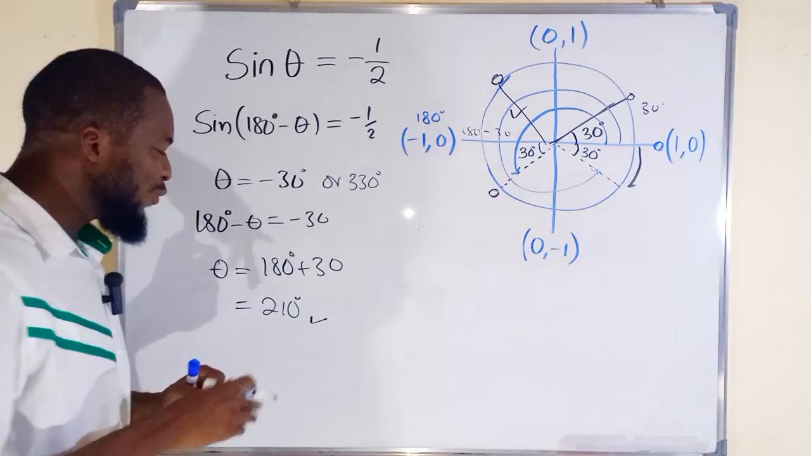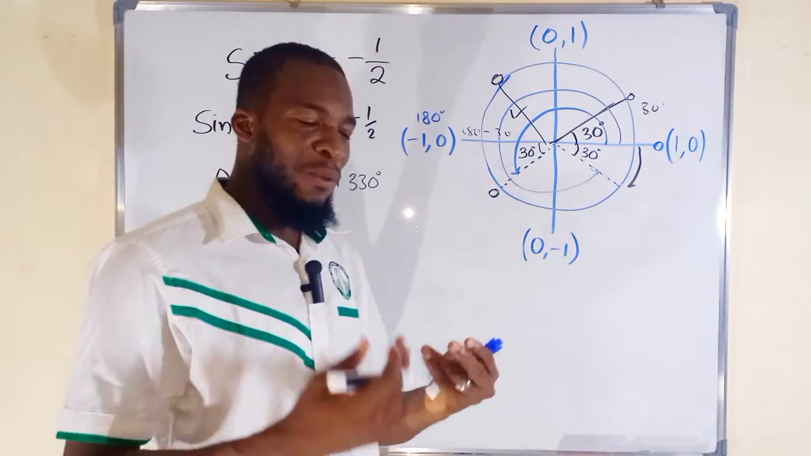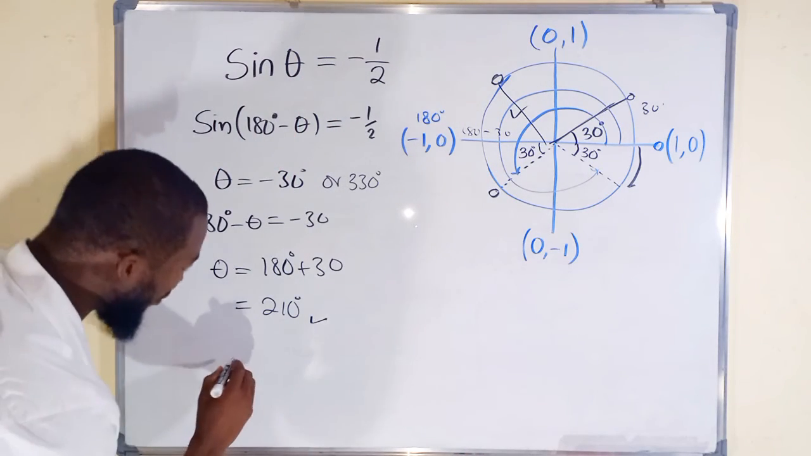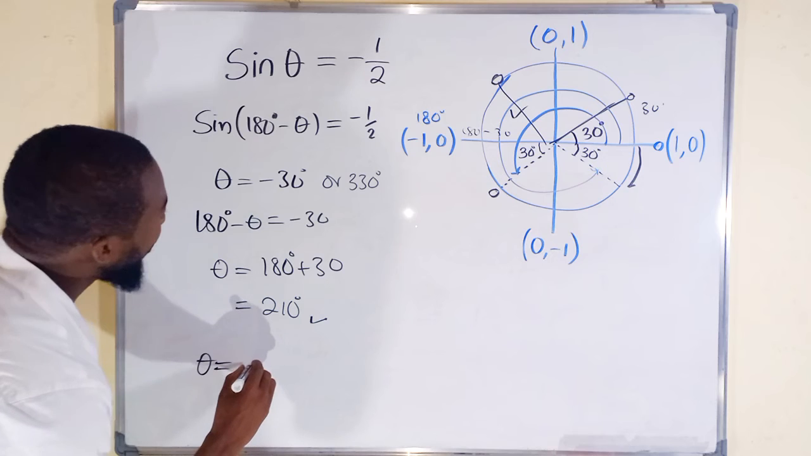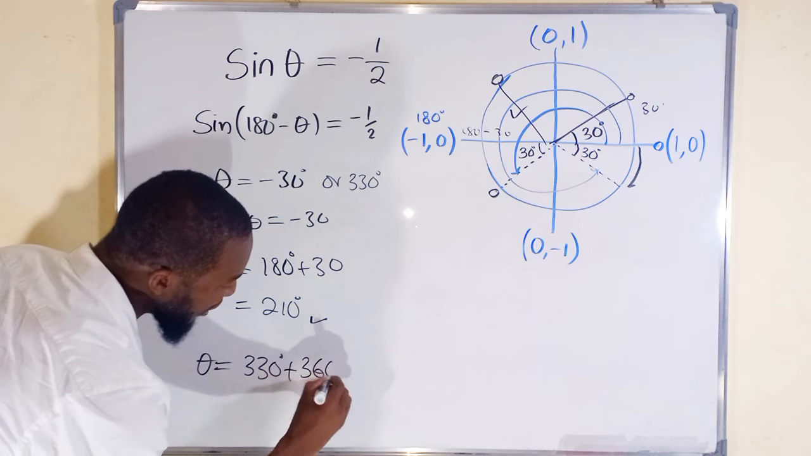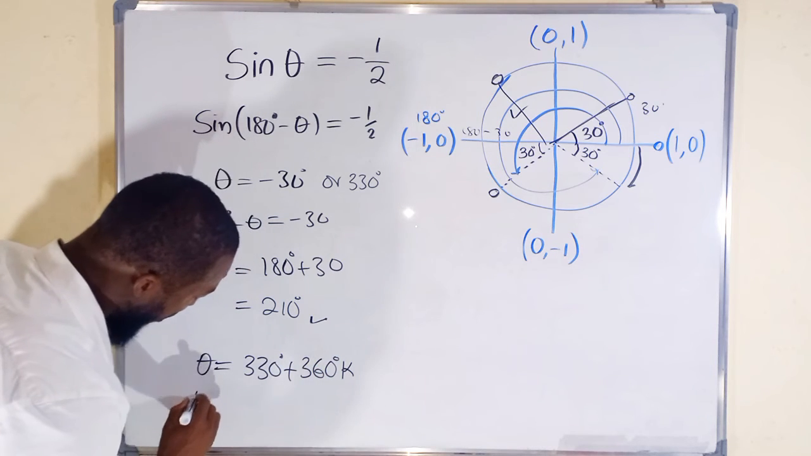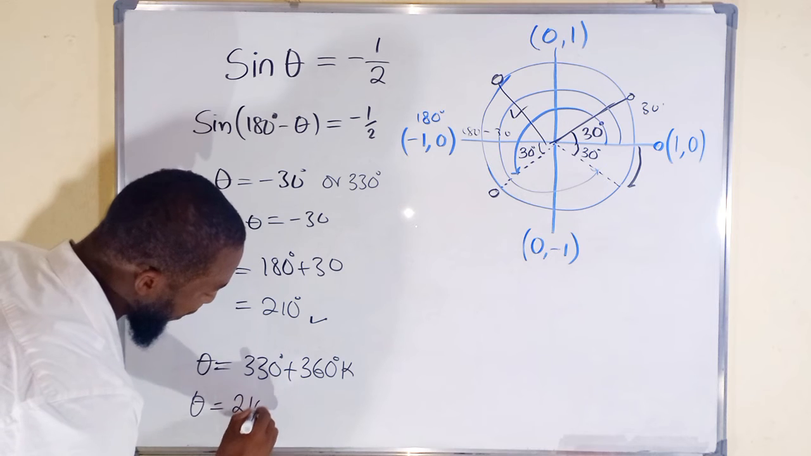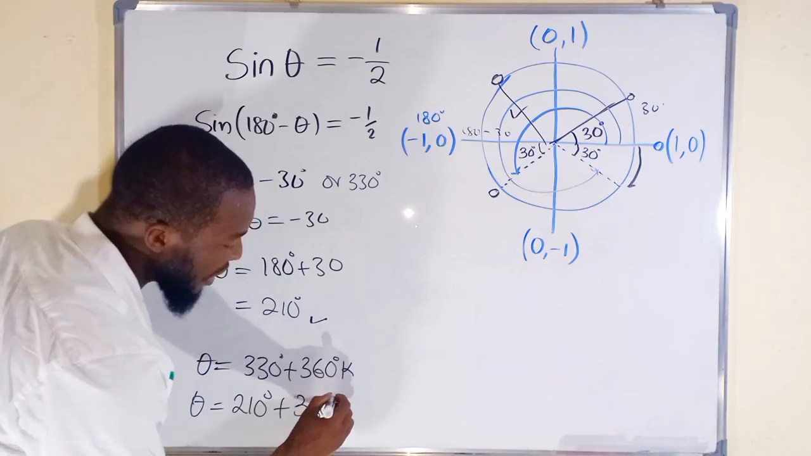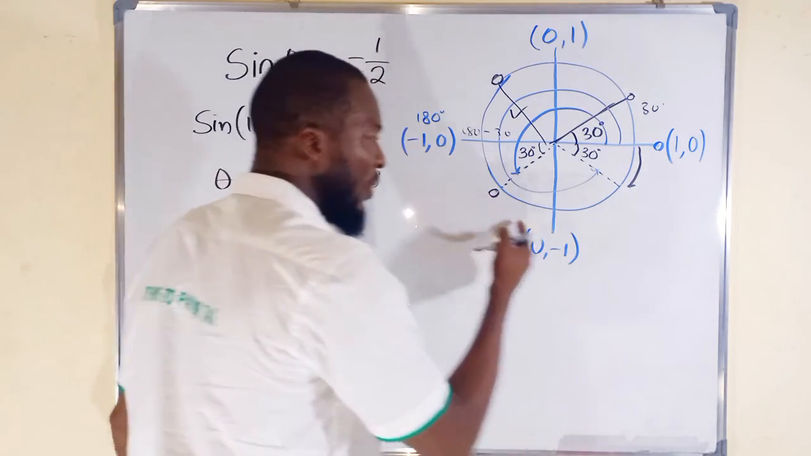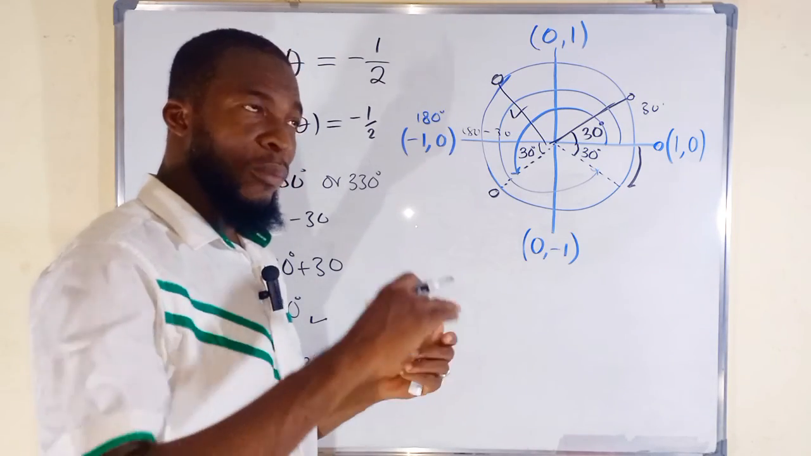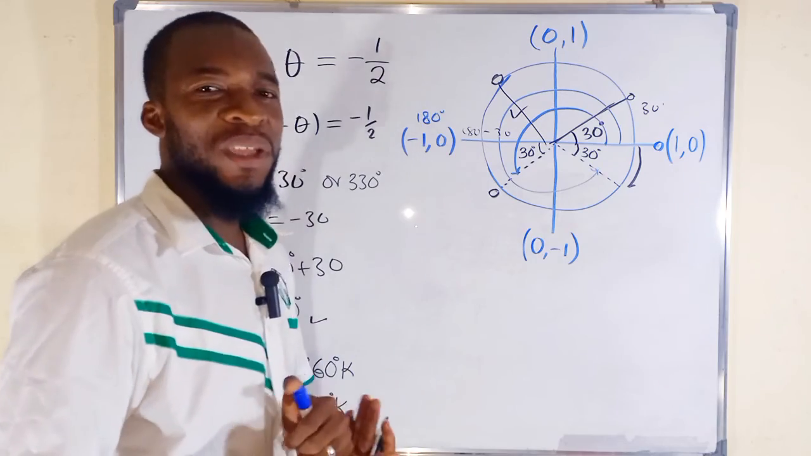But as always, I told you, if you want to get all the solutions, you can add multiples of this 360 degrees, such that the solution will be theta equal to 330 degrees plus multiples of 360 degrees, which is a complete cycle. Or the other solution will be 210 degrees plus multiples of this 360 degrees. Because the moment you start from that point, you go around, you come back to where you started, though the measurement will change, the ratio will remain the same.